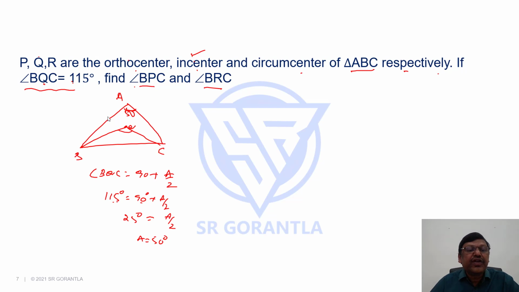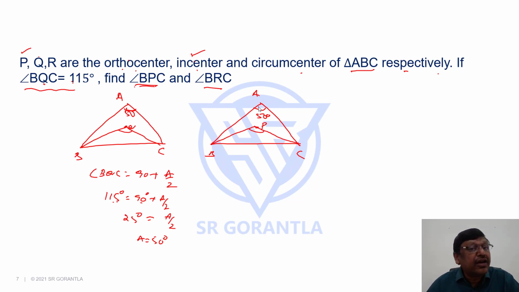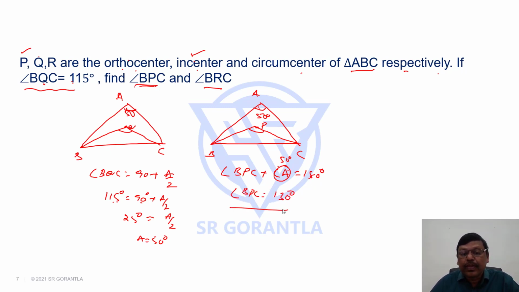Once A equals 50 degrees, what is angle BPC? What is P? P is the orthocenter. Let me explain by drawing one more diagram. In triangle ABC, I got angle A as 50 degrees. Now if P is the orthocenter, the angle at the orthocenter and its opposite angle are supplementary angles. So angle BPC plus angle A together is 180 degrees. If angle A is 50 degrees, angle BPC is 180 minus 50, 130 degrees.